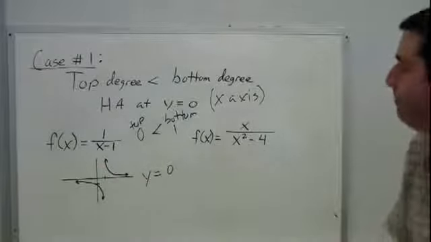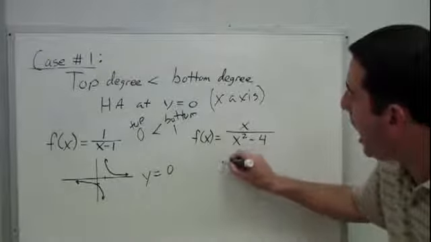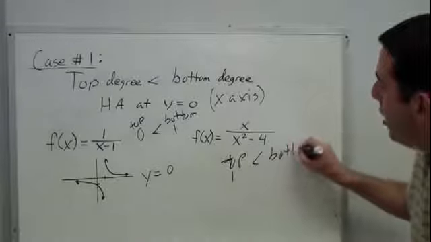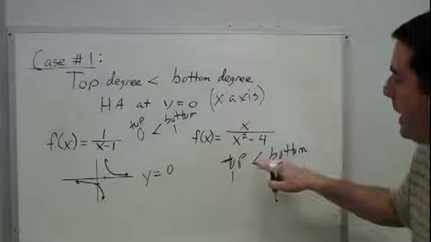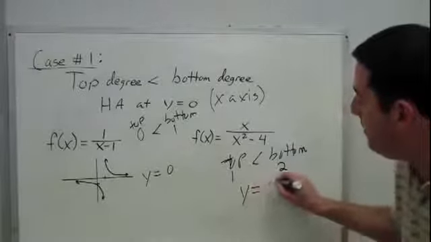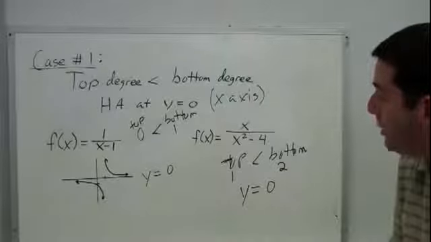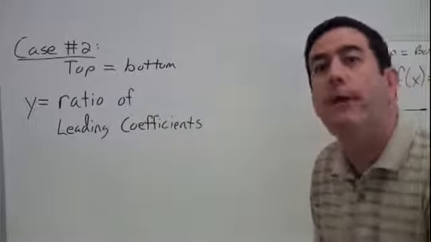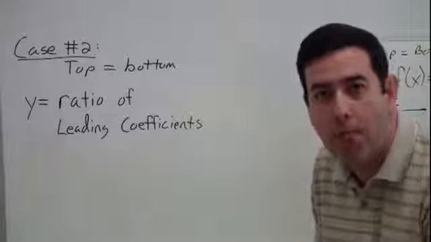For the other function, notice that the degree on top was 1 and that the degree on the bottom is 2. So again, the top degree is less than the bottom. Anytime that your top degree is less than the bottom, the horizontal asymptote is going to be at y equals 0. The second case occurs when the degree on top is the same as the degree on bottom.